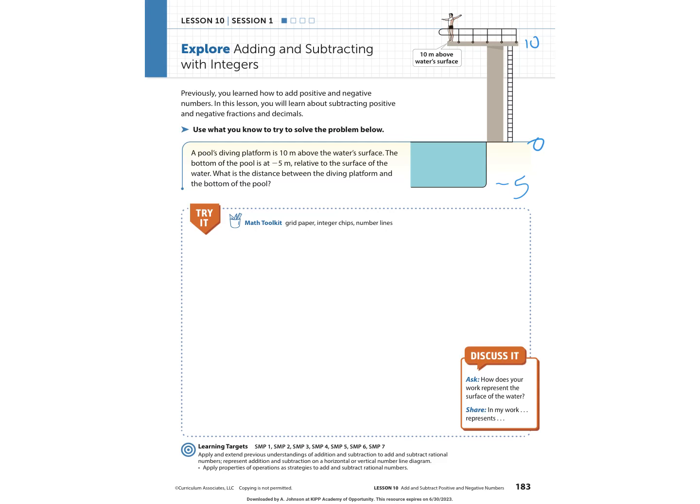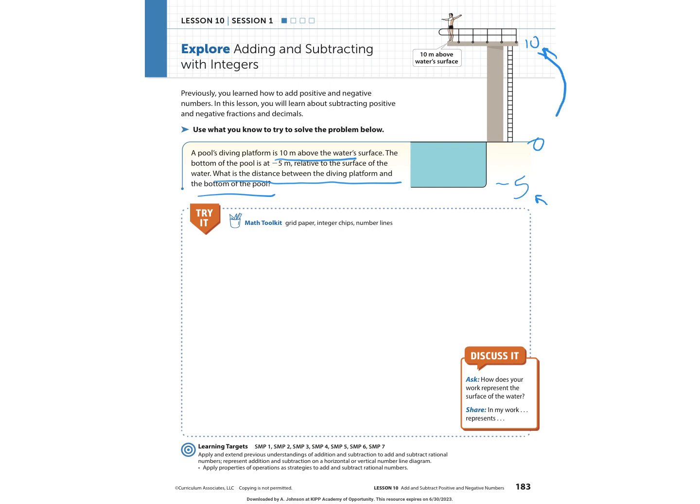All right, so we're moving into lesson 10 and we're still working with integers. This lesson is really looking at the distance between two numbers. If we look at this situation, we have the pool platform, which is 10 meters above. So that's here at positive 10. And then the bottom of the pool is at negative 5. So the question for us is, what's the distance between the platform and the bottom of the pool?